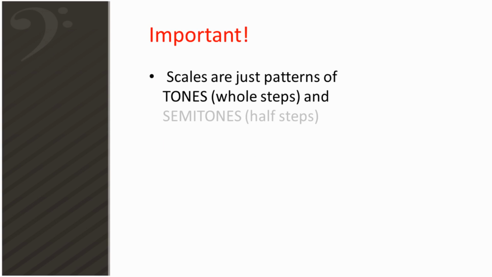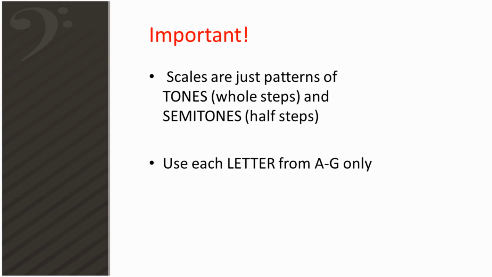The most important thing to realise about scales is that basically they're just a pattern of tones and semitones, which is repeated over and over again with each octave you add into the scale. The second important point to remember is that in major and minor scales you can only use each of the 7 different letter names A to G once per octave.